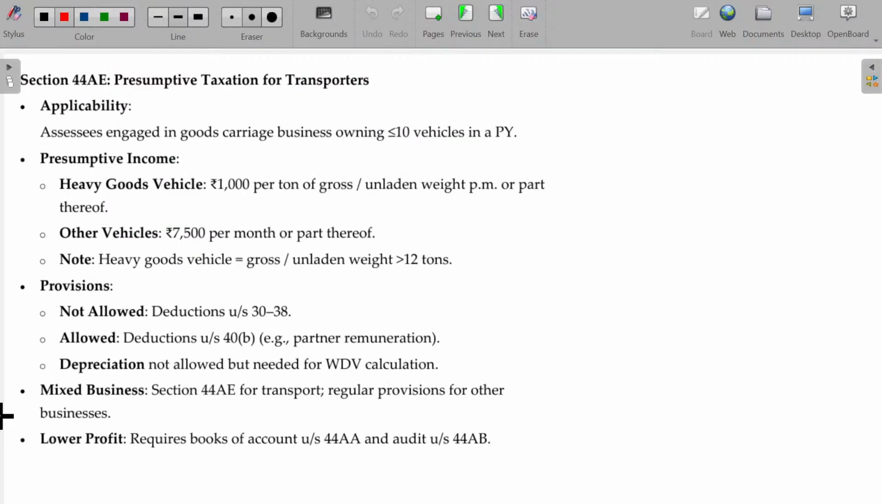Let's now move on to the last section here for the PGPP topic, 44AE. In case of 44AE, this will be applicable for the transporters owning goods carriages business. The overall goods carriages they have in a year at any point in time should not go beyond 10 vehicles. Should be less than or equal to 10 vehicles only, goods carriages. Lorry and mini lorry, whatever it may be, pickup truck.